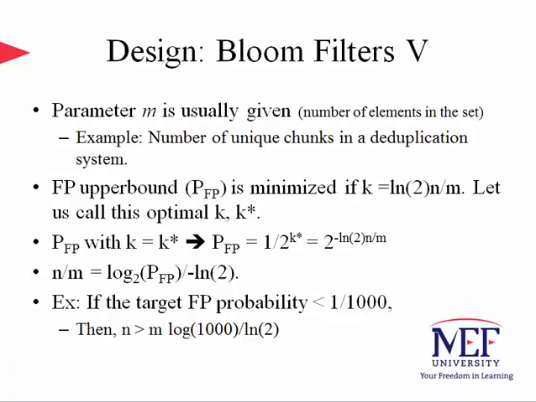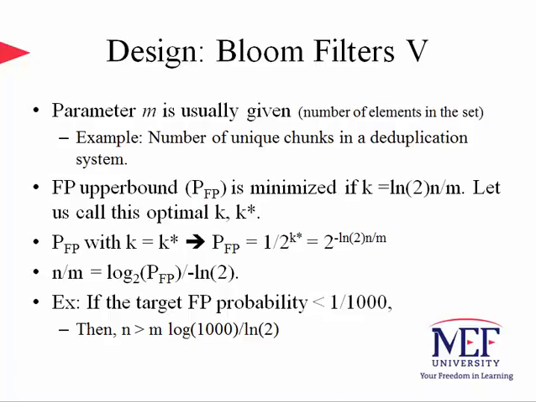Consider the upper bound we derived earlier. If you take the derivative and set it equal to 0 with respect to k, you can find the optimal number of hash functions k to be equal to natural log of 2 multiplied by n over m. Let us call this k star. The false positive probability is then given by 2 raised to the power minus k star, that is, 2 raised to the power minus ln 2 times n over m. From here we can isolate n over m as shown.